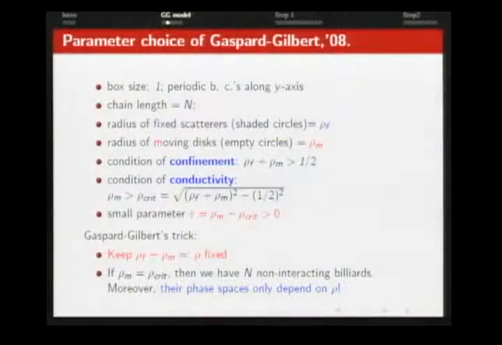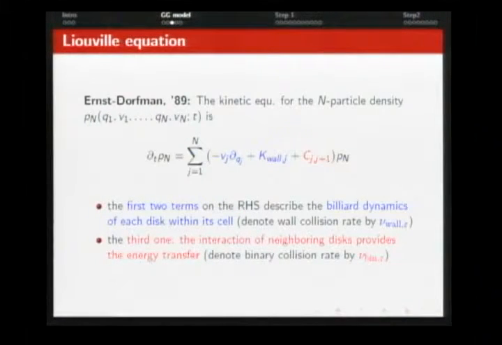Okay, now this is a physical equation. So this is the kinetic equation for n particles, which I was talking about. In symbolic notation, it is the following. So Pn is the density of the n particles in time.